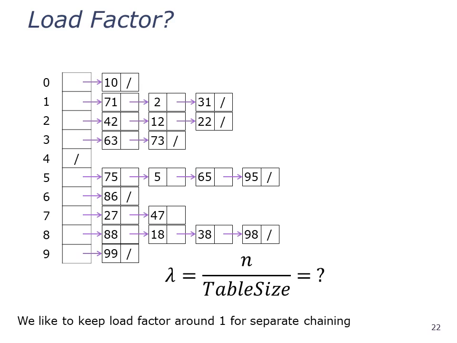71, this should be actually a 21. 71, 21, and 31 are the synonyms. 42, 12, 22 are the synonyms. 63, 73 are the synonyms, and they are placed against the record 3 likewise.